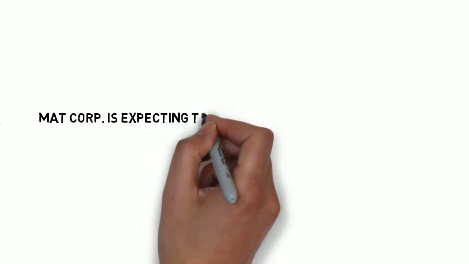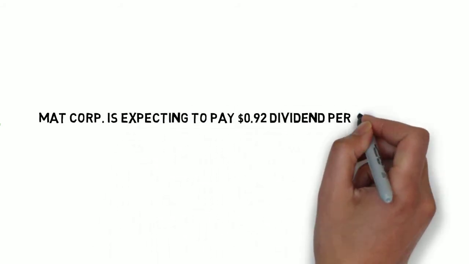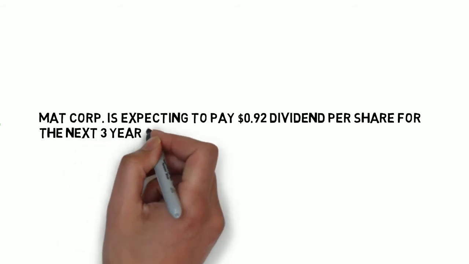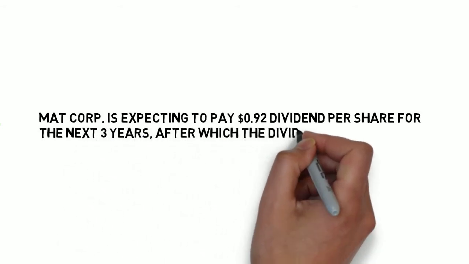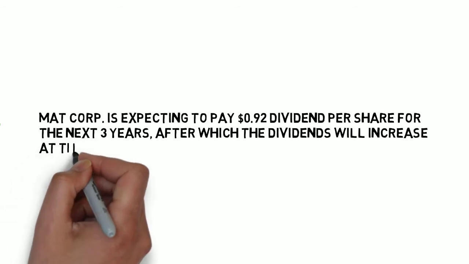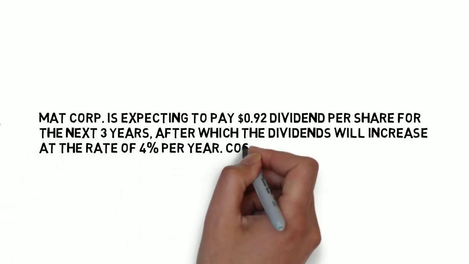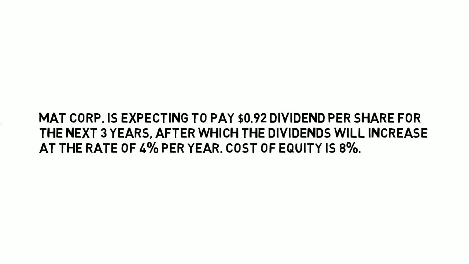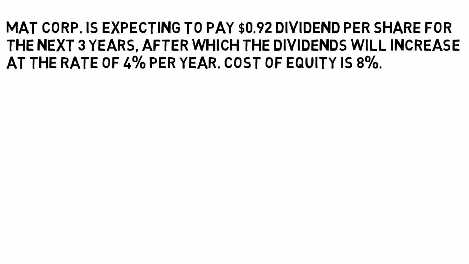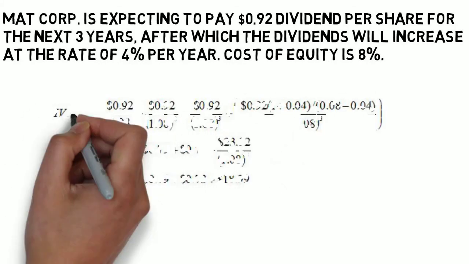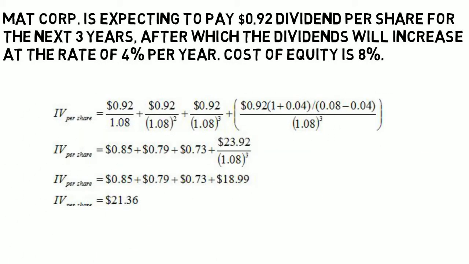Suppose Med Corporation is expecting to pay 92 cents in dividends per share for the next 3 years, after which the dividends will increase at the rate of 4% per year. To find the value of the firm, we use the two-stage dividend discount model. In the first stage, we find the present value of the 3 years of forecasted dividends, and in the second stage, we use the Gordon growth model to find the present value of expected future dividends growing at a 4% rate until perpetuity. Putting the numbers in the equation gives us $21.36 as the value of the firm.